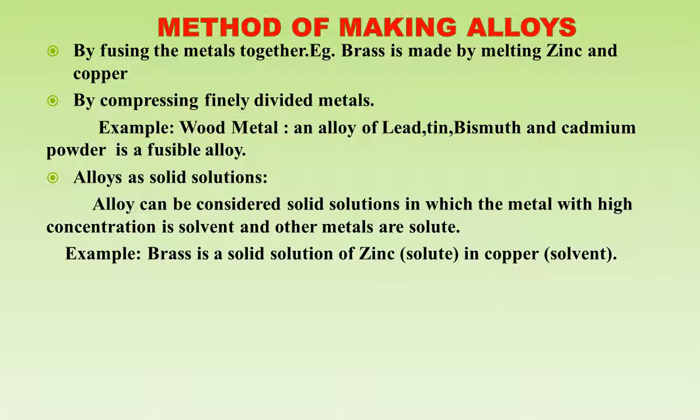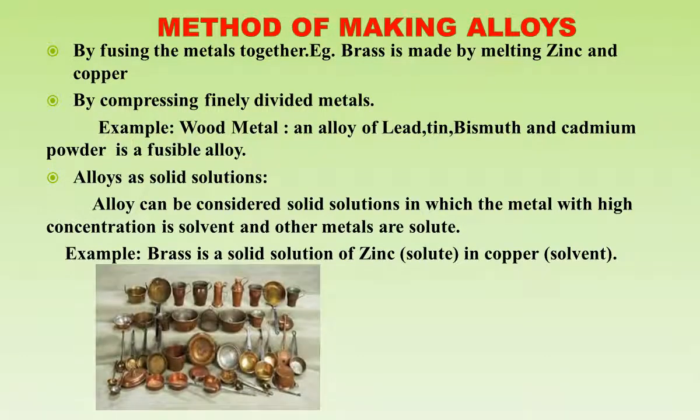So, methods of making alloys, how to make alloys. We know an alloy is a mixture of one or more metals. The first method is fusing the metals together. Second, compressing the finely divided metals. If you take two or more metals, you compress them. And third, alloys as a solid solution, where the metal with a high concentration is the solvent and the other metals are the solute.